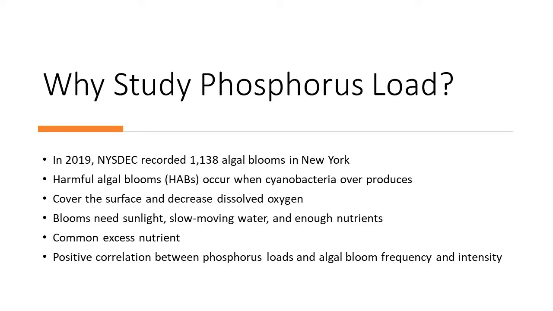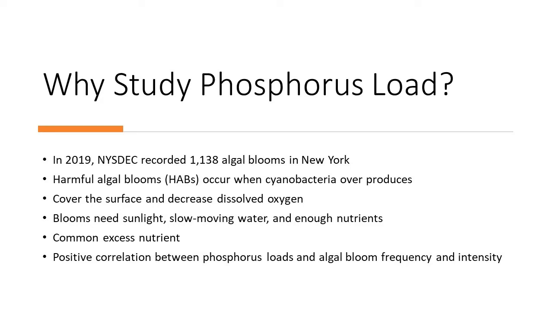Often in the summer, we'll hear that a lake local to us gets closed because of algal blooms. In 2019, the DEC recorded 1,138 blooms in New York State alone. Harmful algal blooms, also referred to as HABs, occur when cyanobacteria overproduce and cover the surface. I have a picture after this slide that shows it'll be blue or green, which is usually the blue-green algae. Looks disgusting. It decreases dissolved oxygen and it can cause the water to be toxic.